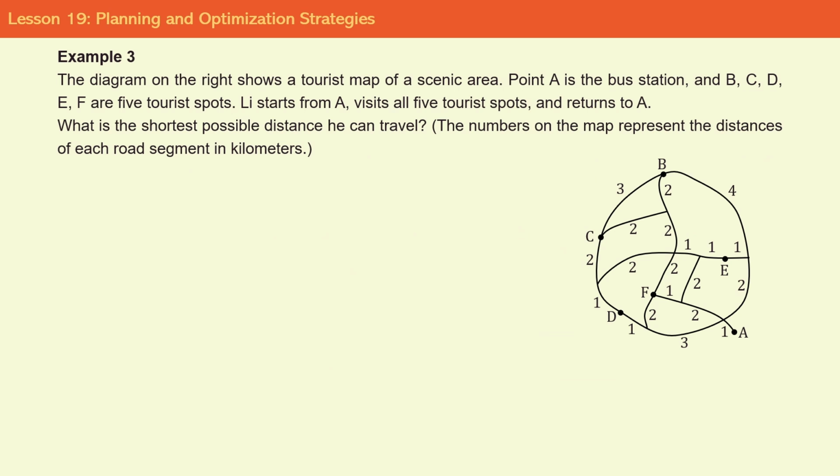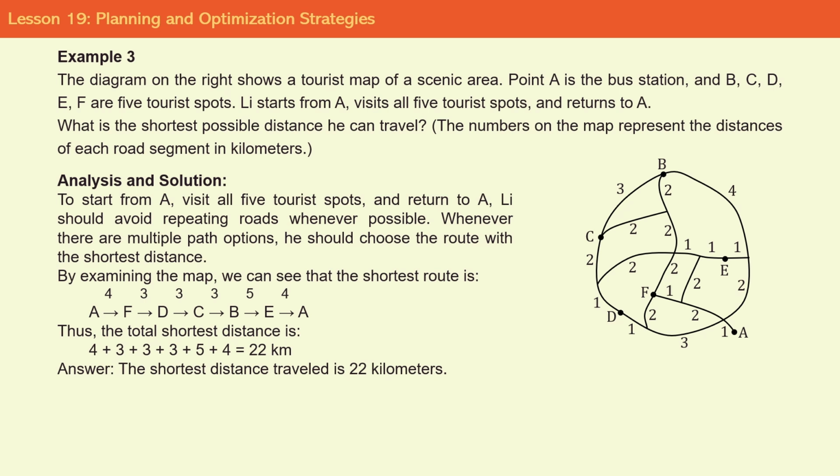Example 3, the diagram on the right shows a tourist map of a scenic area. Point A is the bus station, and B, C, D, E, F are 5 tourist spots. Li starts from A, visits all 5 tourist spots, and returns to A. What is the shortest possible distance he can travel? The numbers on the map represent the distances of each road segment in kilometers.